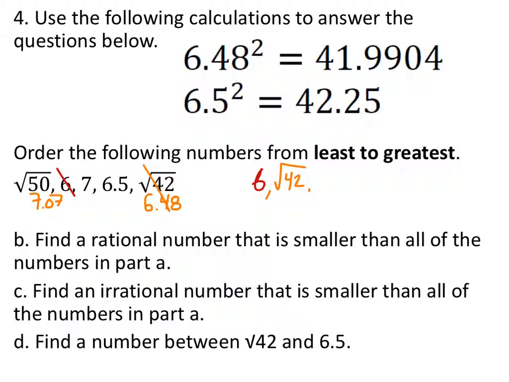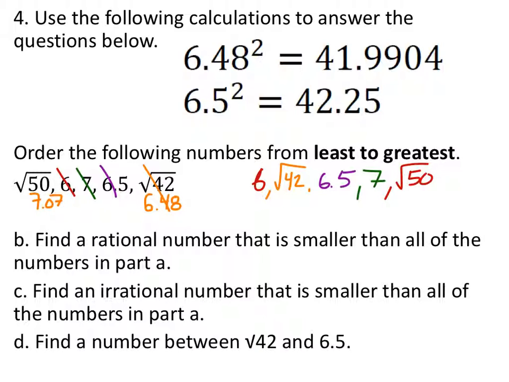And then after that would be 6.5. Alright, so 6.5. Then the next would be 7. And then the final number would be the 7.07, which is the square root of 50. So this is now ordered from least to greatest.